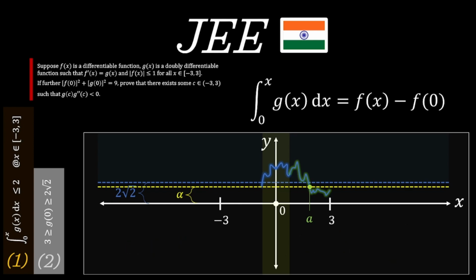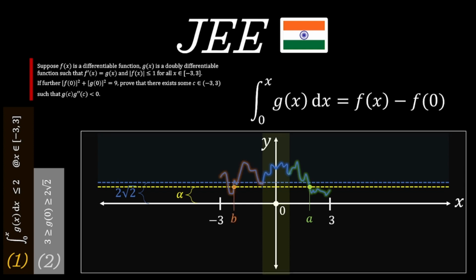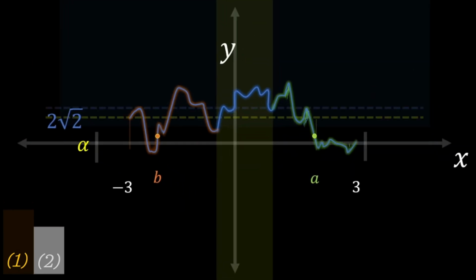Now, we can use the exact same argument but from -3 to 0 and say that the largest number of x at which the line is cut is b and b exists. Take a moment to scrutinize this graph.